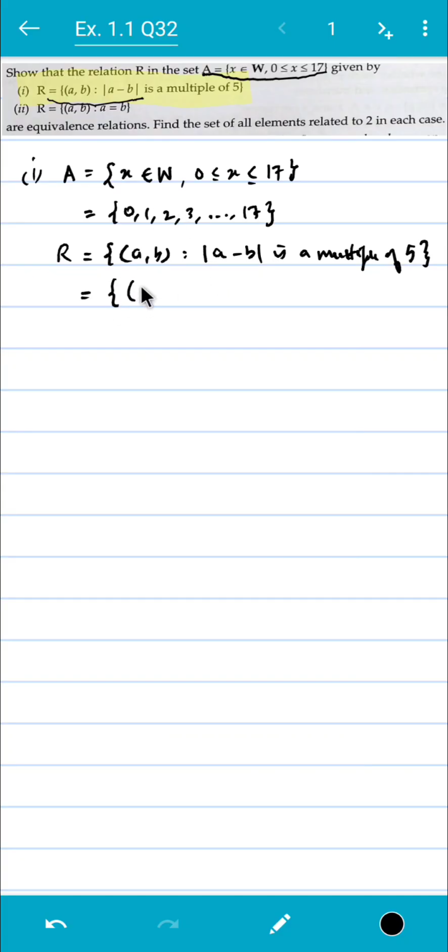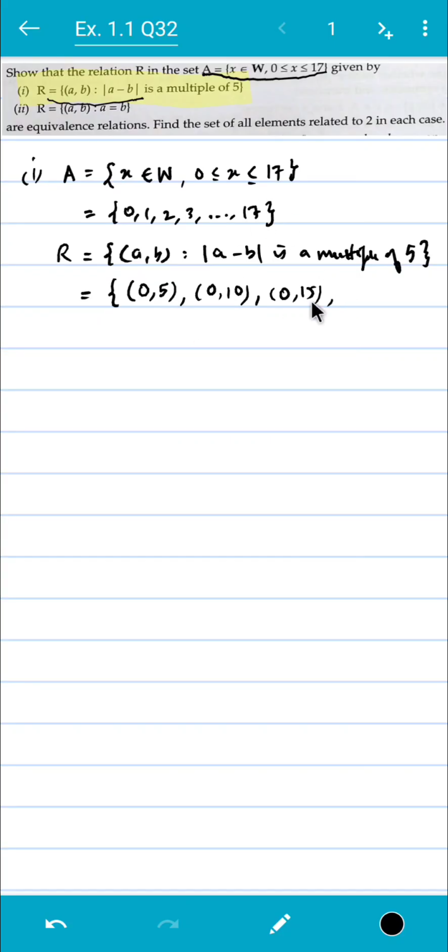Suppose I take the first element a to be 0. Then what can be the value of b? Can b be 2? No, because if you take the modulus of 0 minus 2, this is 2, which is not a multiple of 5. The numbers that you can put for b are only those which, when subtracted from 0, give a multiple of 5, like (0, 5), then (0, 10), then (0, 15). Those are the first 3 elements. There are no more elements starting with 0.